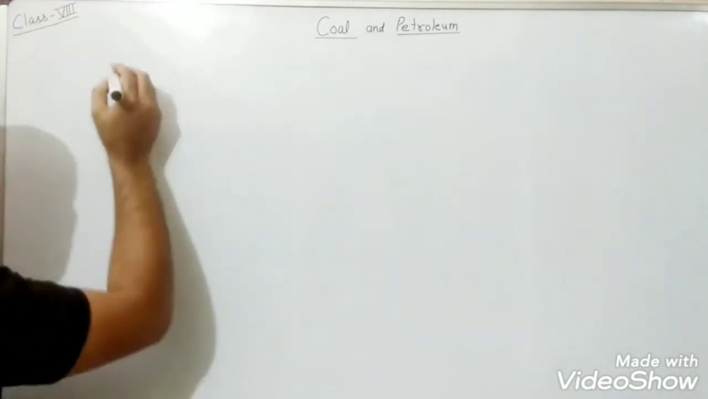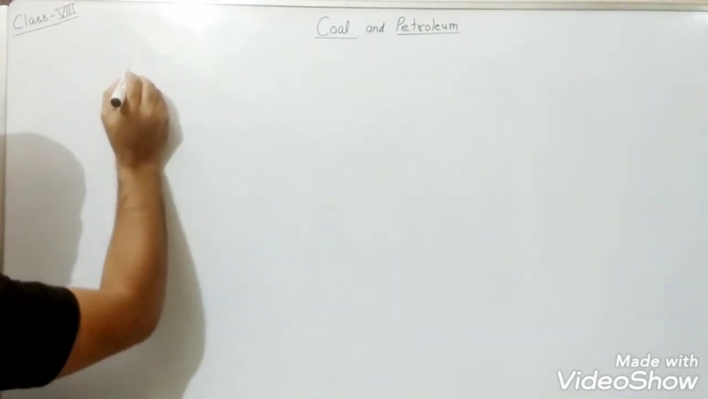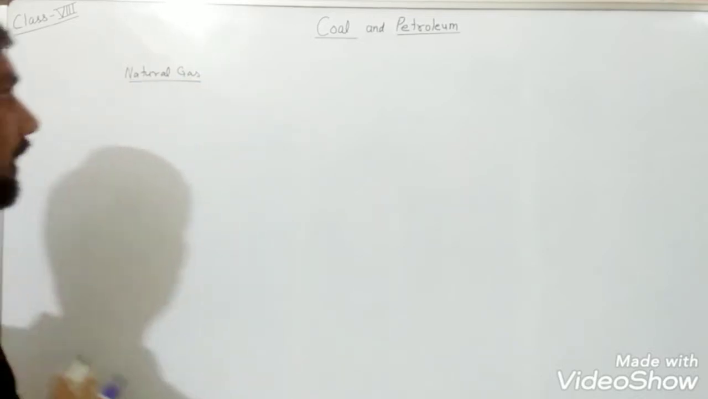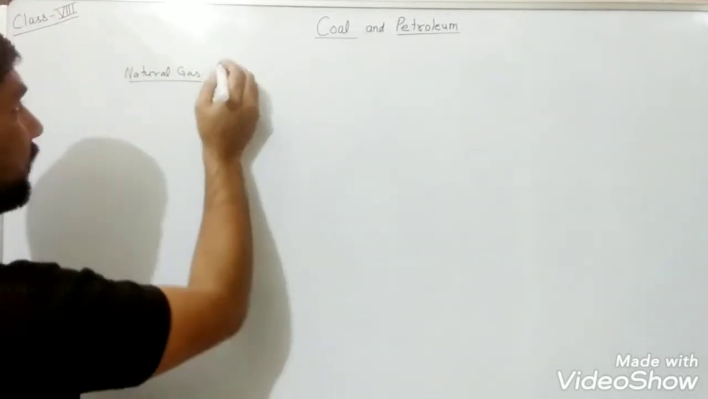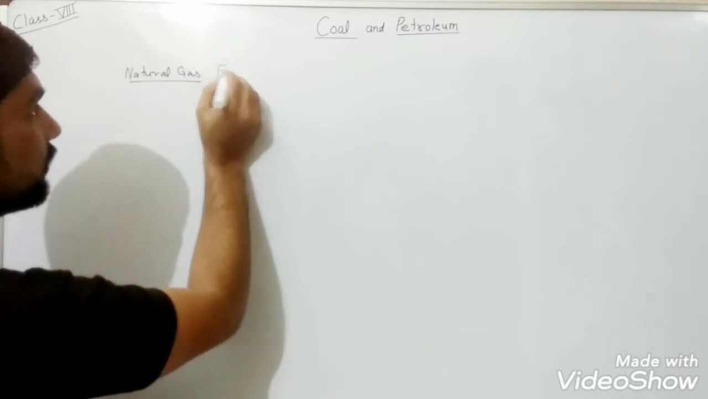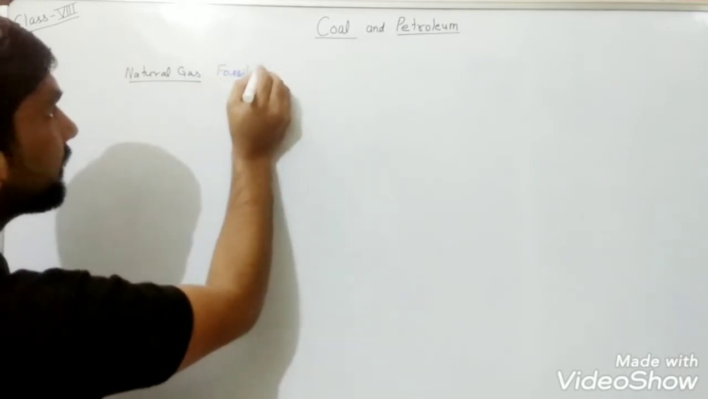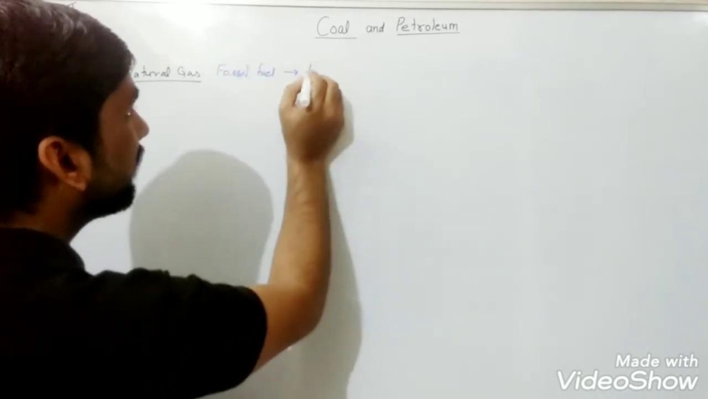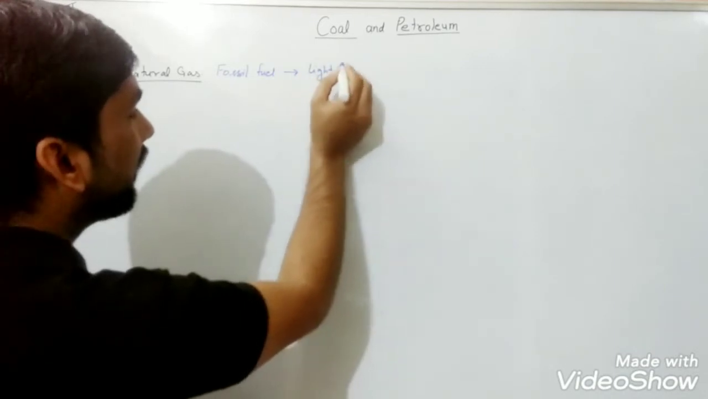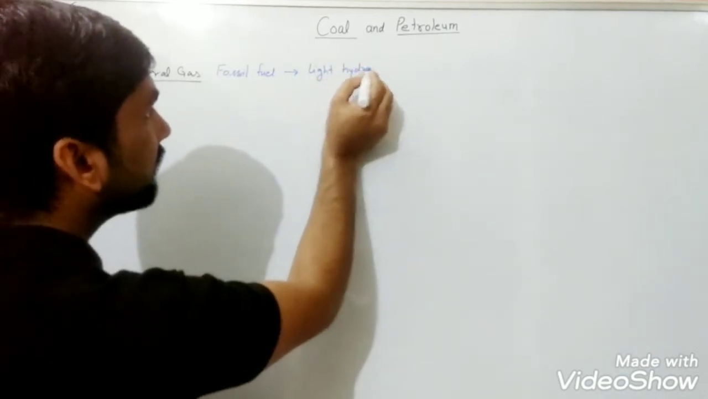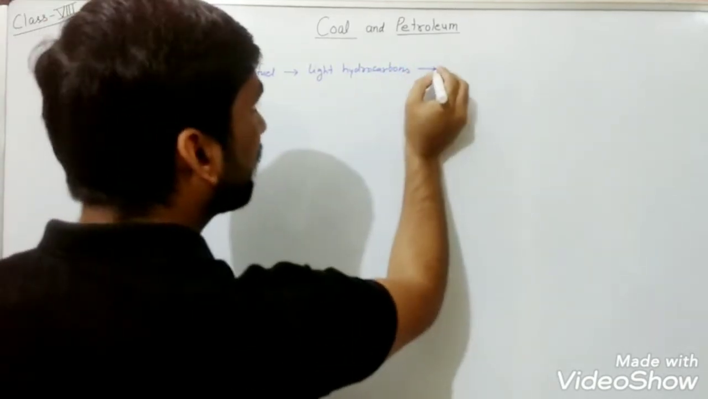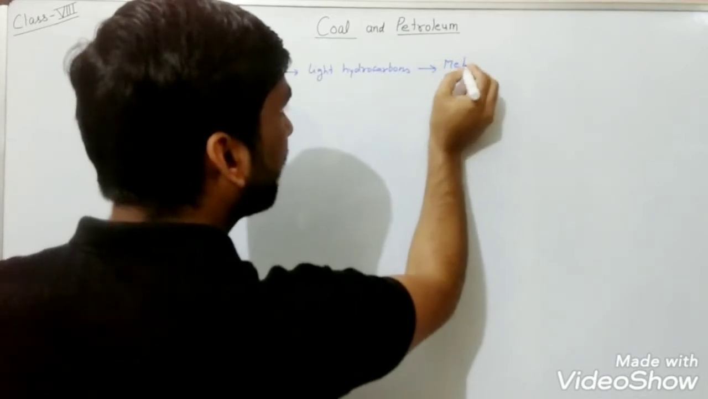The first one, that is what? Natural gas. So as the whole chapter is based on the fossil fuel, it means what? Natural gas is also a fossil fuel, and it is composed of light hydrocarbons and mainly of methane.